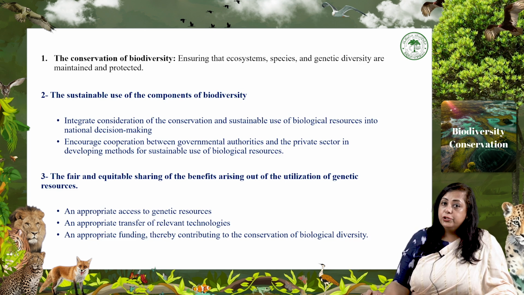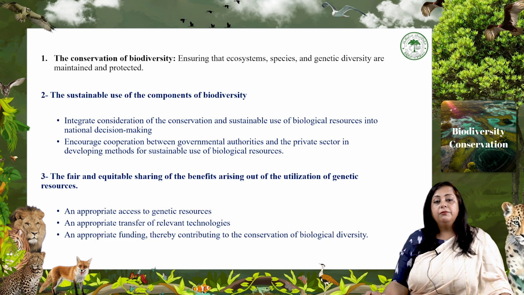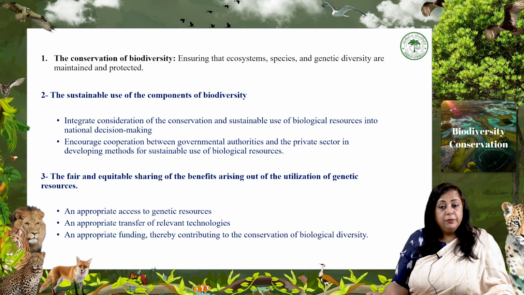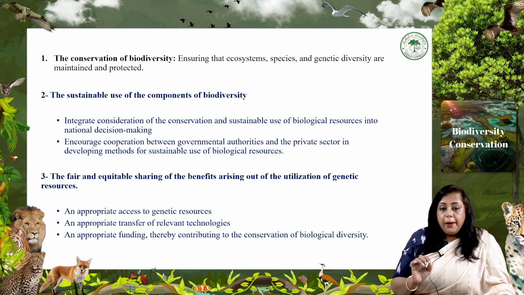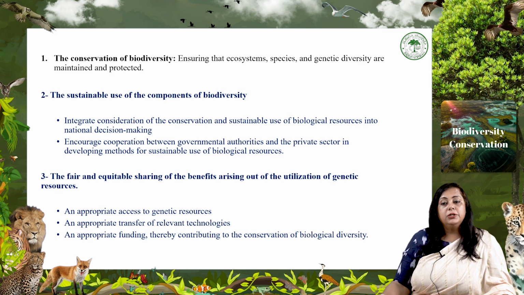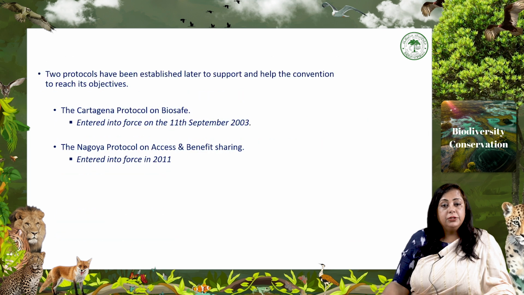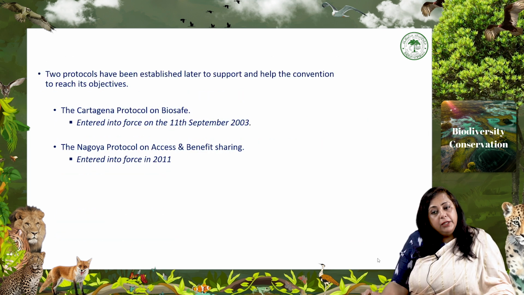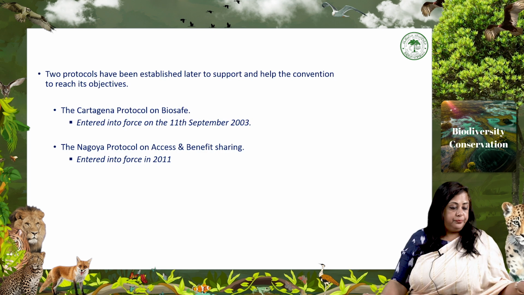The third and most important objective of the convention is the fair and equitable sharing of the benefits arising out of the utilization of genetic resources, with appropriate access to genetic resources, appropriate transfer of relevant technologies and appropriate funding, thereby contributing to the conservation of biological diversity. So, these are the three main objectives of the convention. After the convention, there are two protocols.